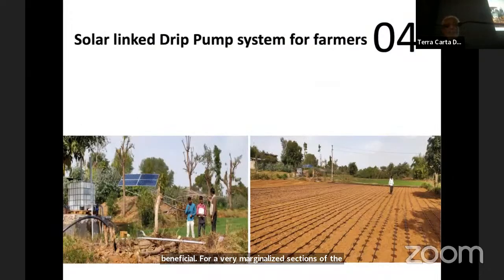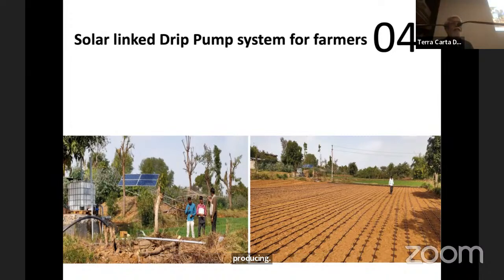Learning from this, the fourth innovation is solar-linked drip irrigation. We have been working for the last 2 years with small farmers of Banaskantha district, in northeast Gujarat. They are 2-acre, 1-acre landholders. They were carrying out agriculture for only one season because they didn't have enough water for the other 2 seasons. We brought this solar system along with drip irrigation to expand the area of coverage as well as the time.